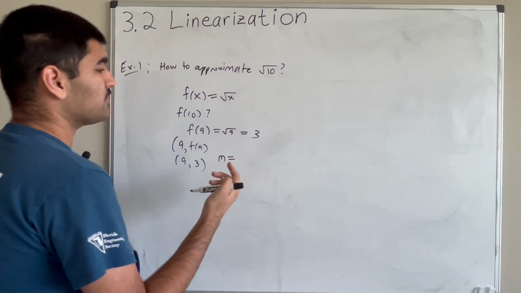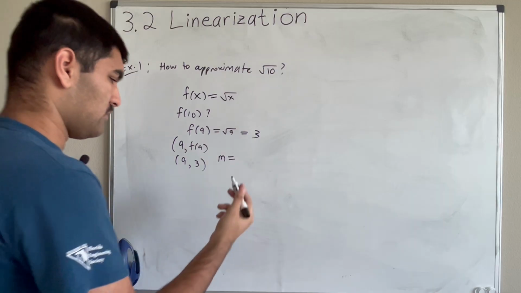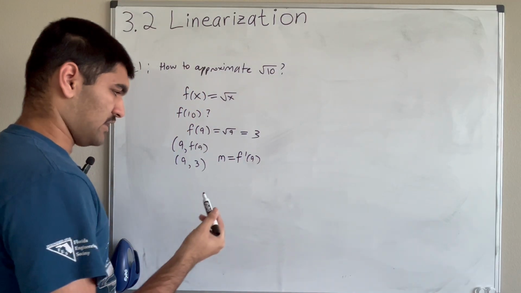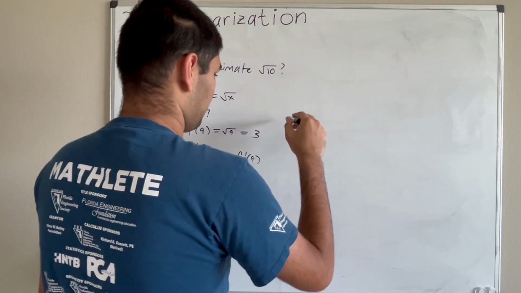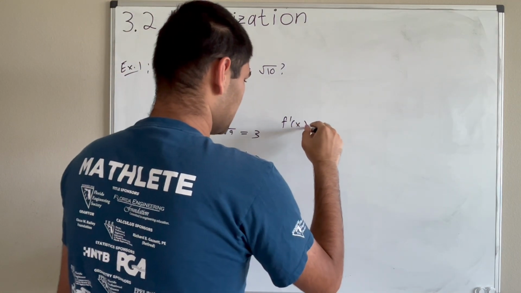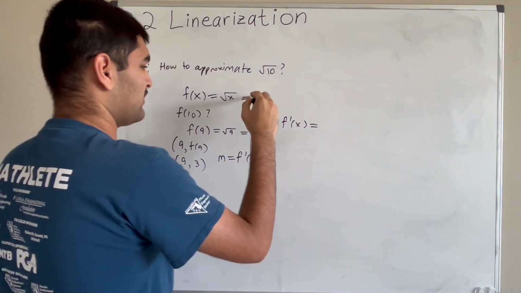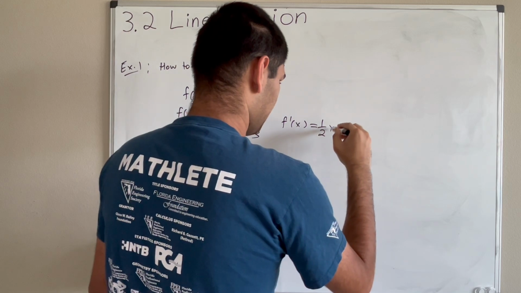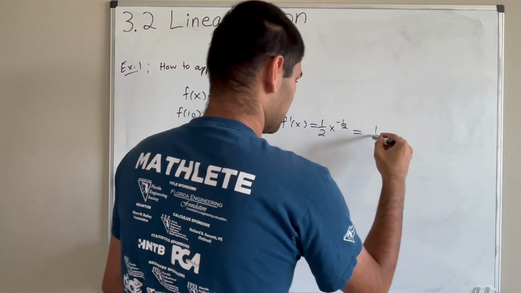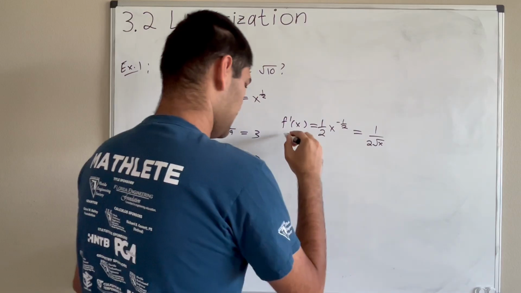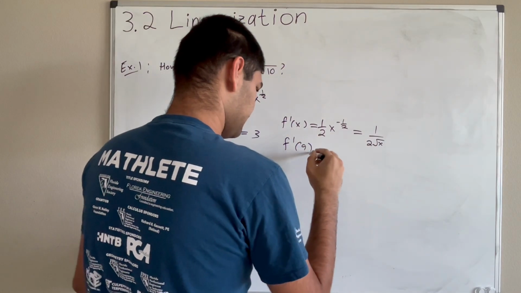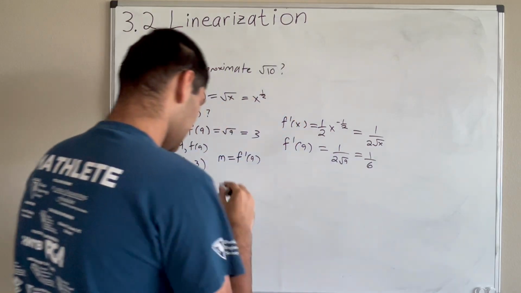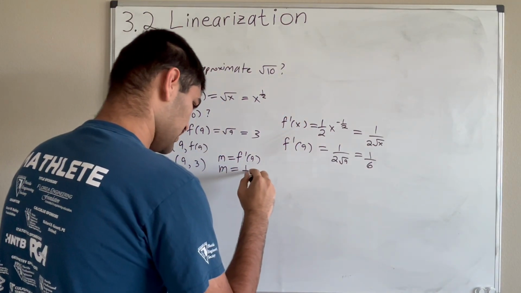The slope of the line at x equals 9 is simply f prime of 9, because it's the tangent line at x equals 9. So let's evaluate f prime of 9. f of x is square root of x, so we can rewrite this as x to the 1/2 power. Then we can use the power rule to get f prime of x is 1/2 x to the negative 1/2, which is just 1 over 2 root x. And so f prime of 9 is 1 over 2 root 9, which is just 1/6. So m is equal to 1/6.